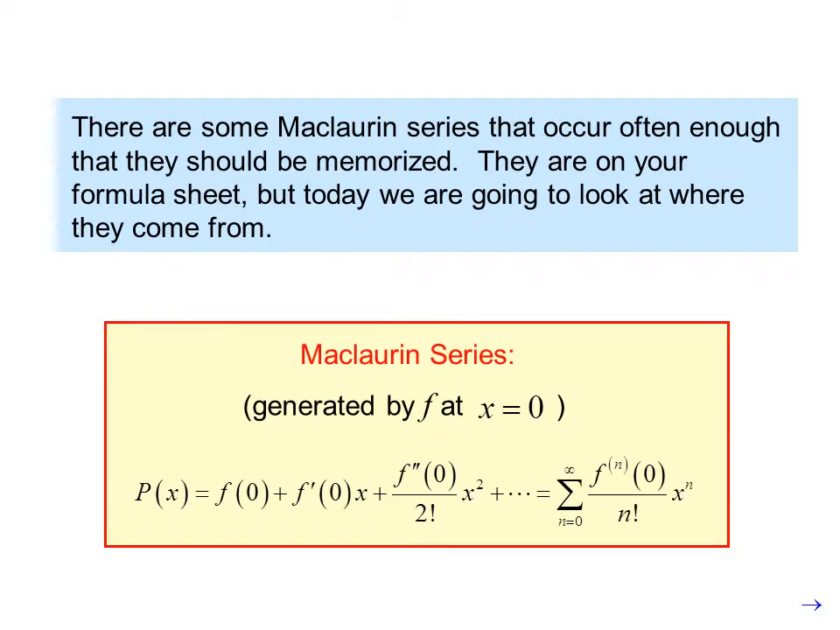The Maclaurin series generated by f at x equals 0, also known as the Taylor series at x equals 0, is p of x equals f of 0 plus f prime of 0 times x plus f double prime of 0 over 2 factorial times x squared plus etc., equals the summation from n equals 0 to infinity of the nth derivative evaluated at 0 over n factorial times x to the n.